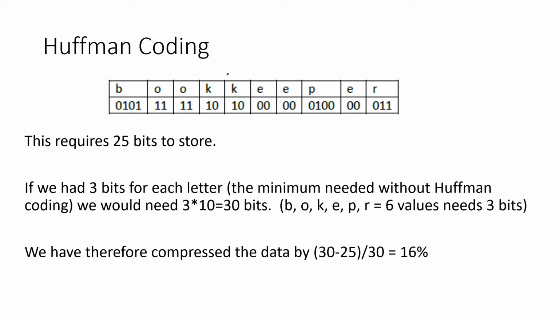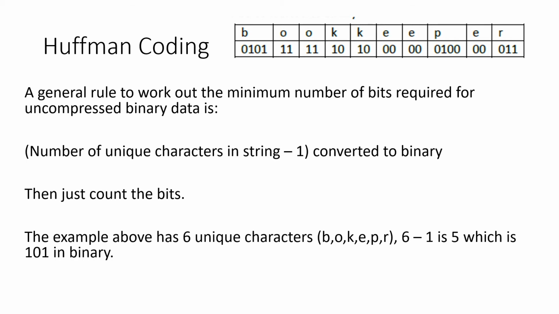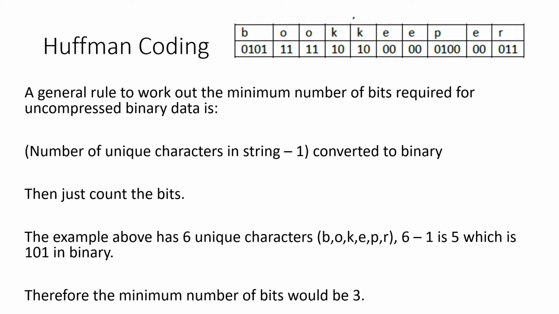And just while we're on the subject of working out the minimum number of bits to store the characters in an uncompressed string, what you could do is just count the number of unique characters in that string. In this case, it was 6. Take away 1 and then convert that to binary, and see how many bits it takes. So in the bookkeeper one, there are 6 different characters. So we take away 1, that leaves us 5. What's 5 in binary? 101. That's 3 bits. So the minimum number of bits would be 3. That's just a way of thinking about it.